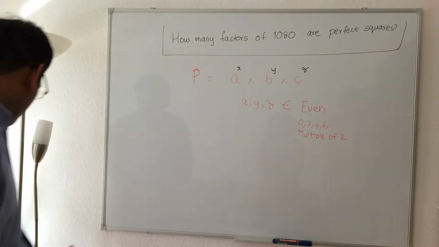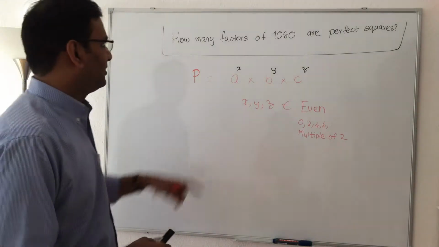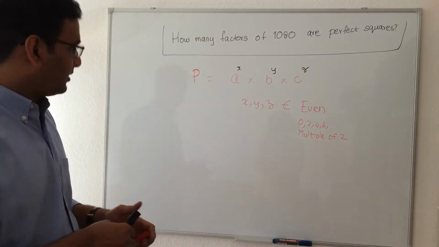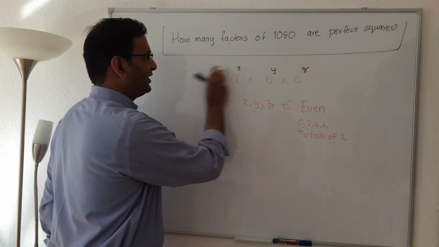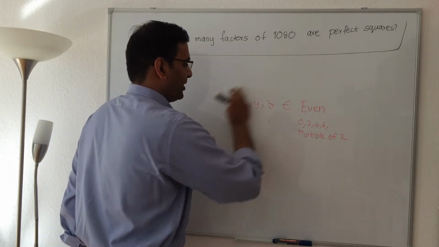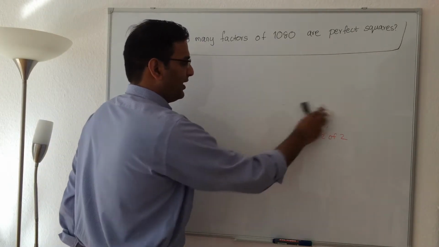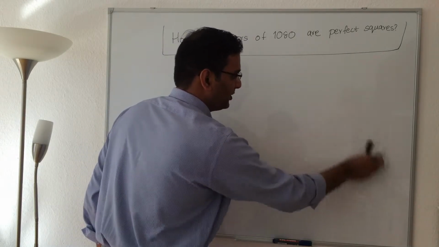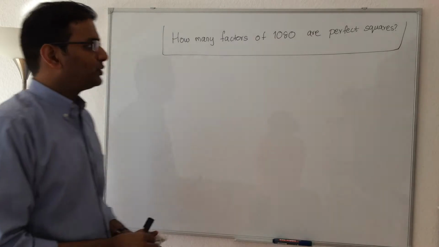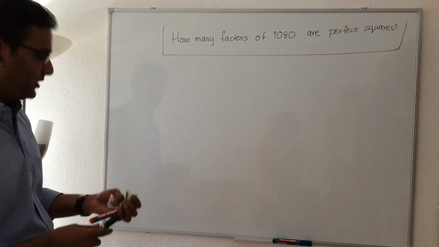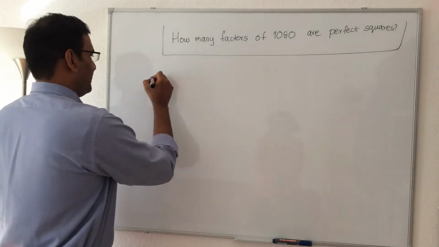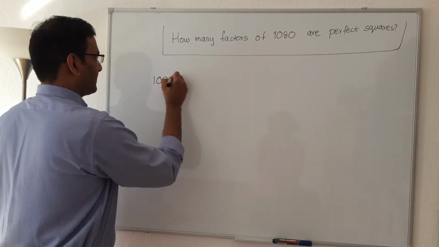So the next step in solving this problem is to find the prime factors a, b, and c of the number 1080. The way we do it is by successively dividing 1080 by prime numbers till it goes no further, counting the number of unique primes and using that information to calculate the factors. So the first step is to identify the prime factors.